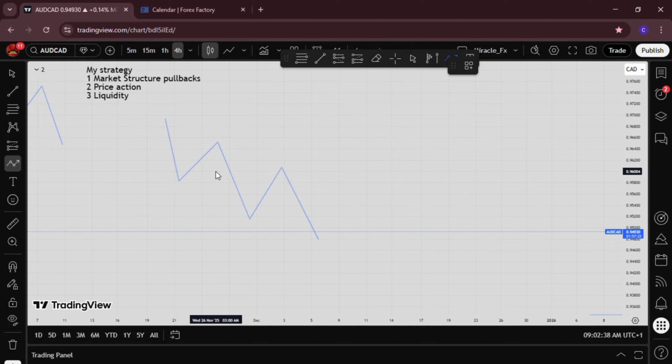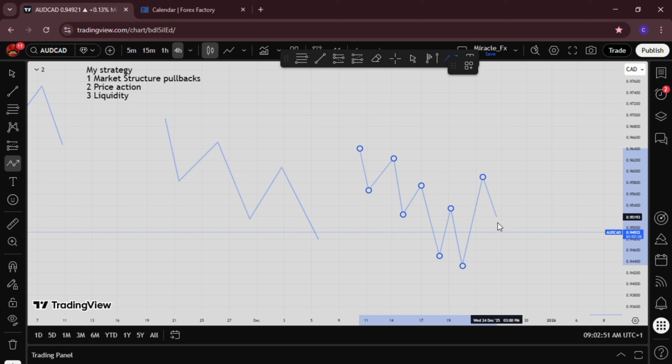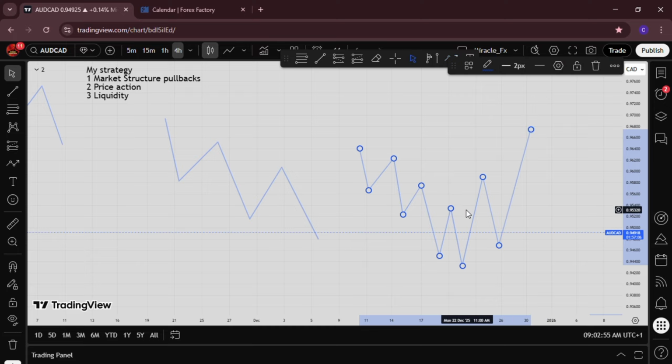Let's say it has been going bearish on the 4-hour time frame. Then price now decides to break structure and then starts going upward. On the higher time frame, that's when price will tend to move faster.